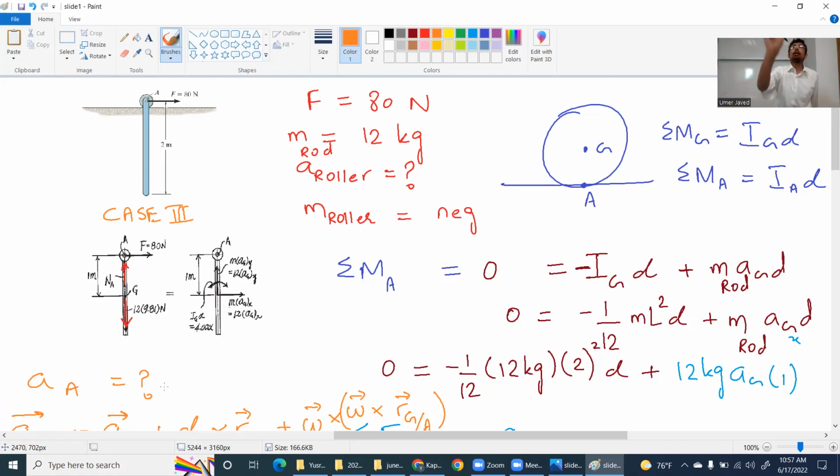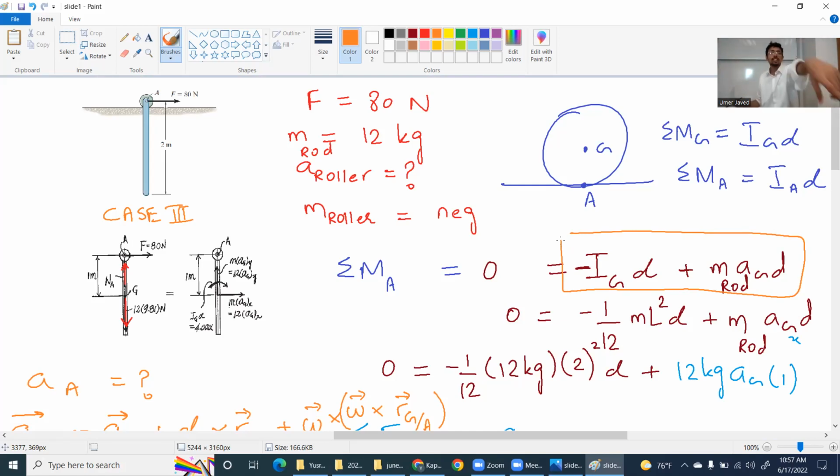Now the summation of moments about point A is equal to... I know that on the right-hand side of Newton's equation, I have m a, I alpha, all of those chunks. Because it's a moment equation, on the right-hand side I need I alpha terms. I cannot have just m a. So I knew I needed I alpha.